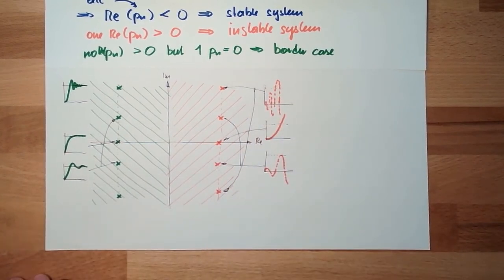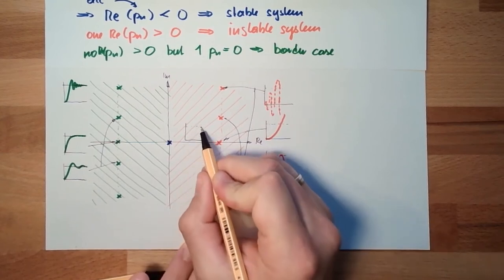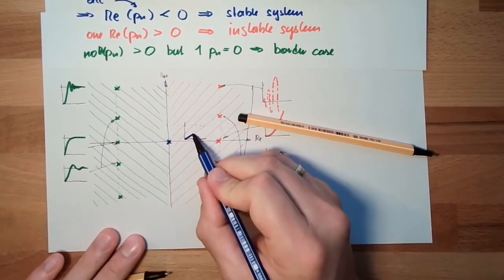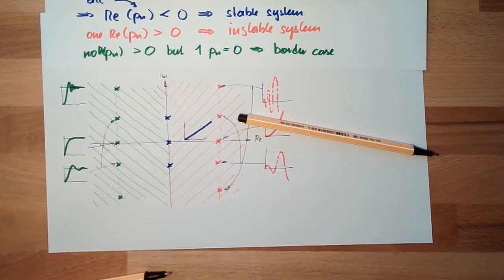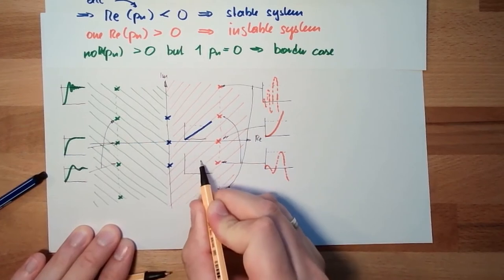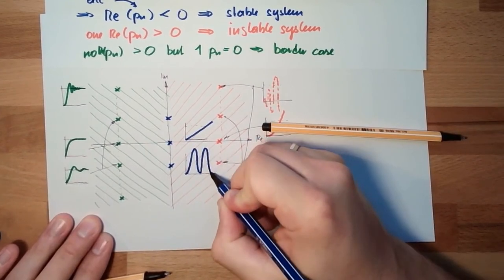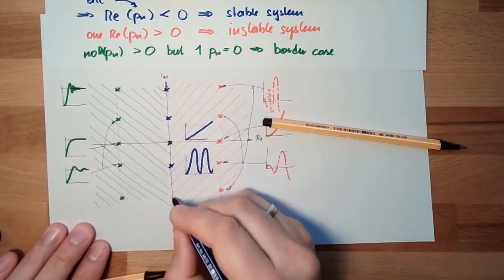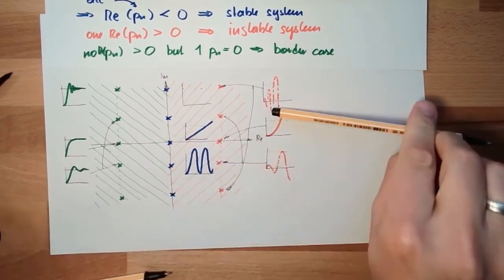And now let's have a look at stability border systems like this. This is really not that stable because it will look like this: linear growth. If we are out here somewhere, we end up with a nice swing which will never be reduced. And if we go further outside, we end up with a nice swing which will not be reduced but with higher frequency.